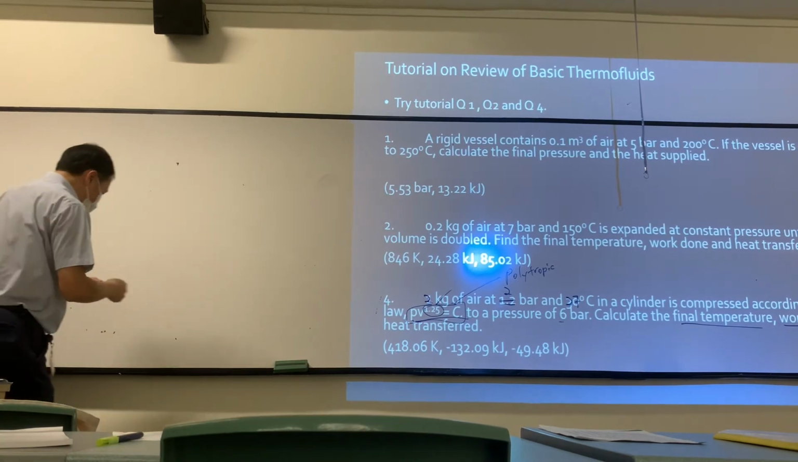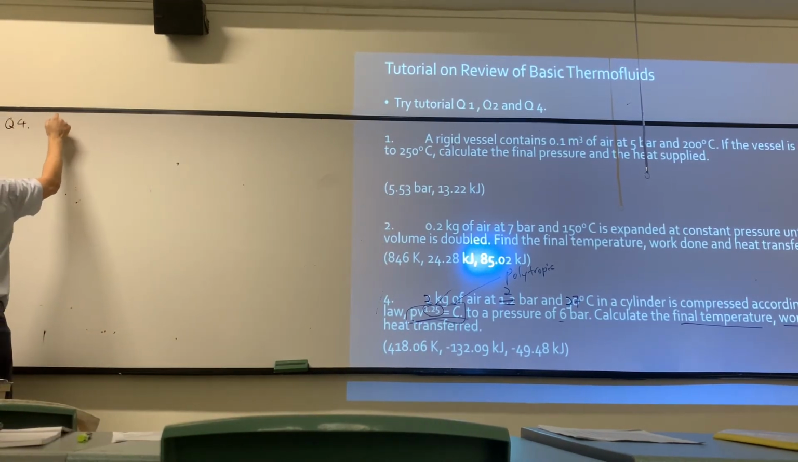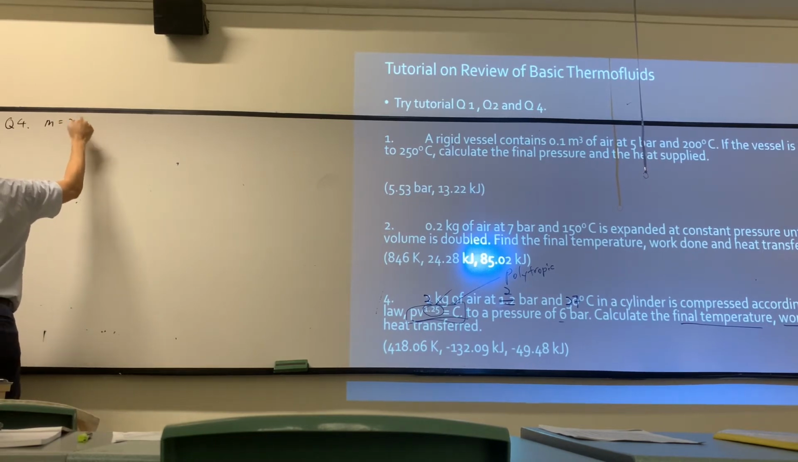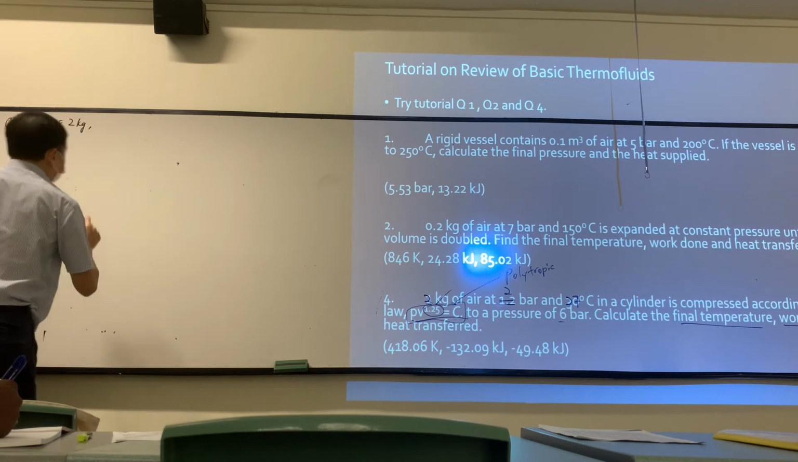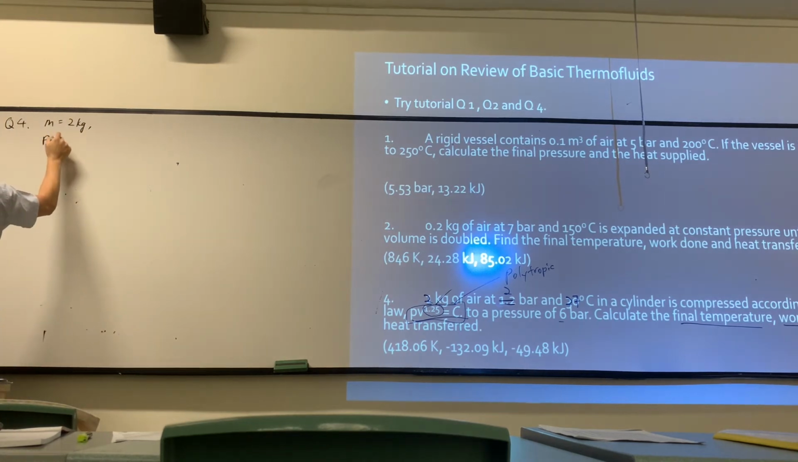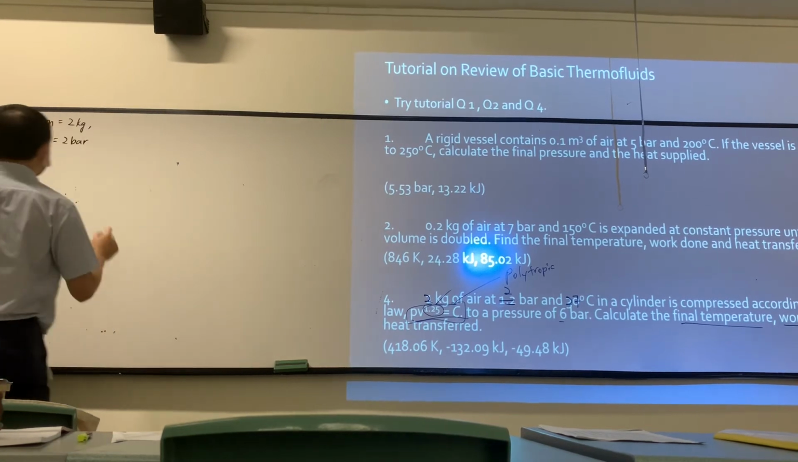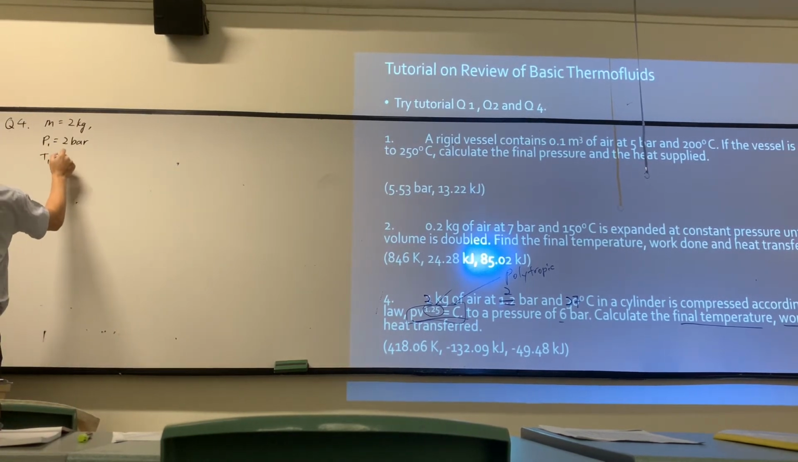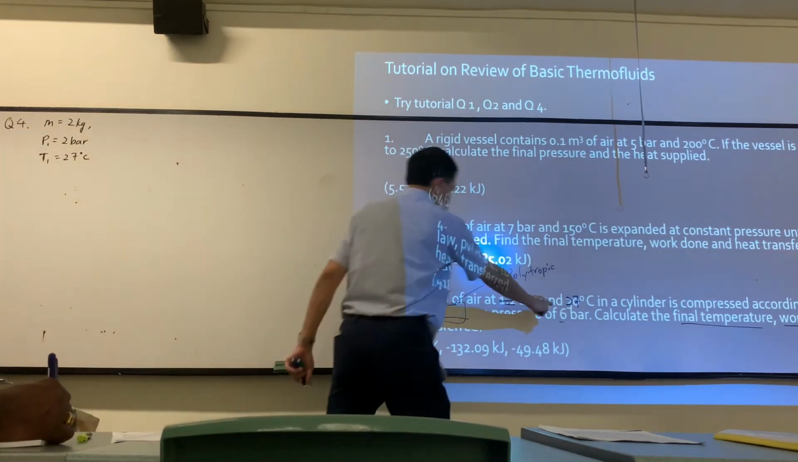Okay, so I have a mass of 2 kilograms. Question 4. Mass 2 kilograms, and initial pressure 2 bar. P1 is 2 bar. And temperature 27 degrees C. I changed it to 27.